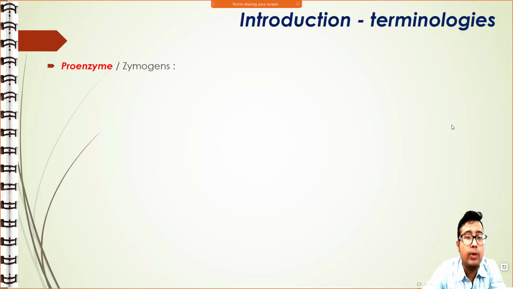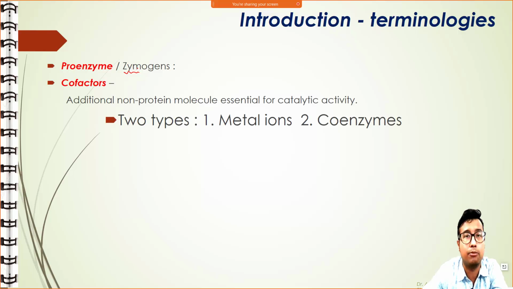Proenzymes or zymogens are the enzymes that are not yet active. They are something before they come into their active form. You already know a few examples of proenzymes, especially in our digestive system. Pepsinogen, trypsinogen, right? Those are proenzymes and they need to be activated by either HCl or CCK, those intermittent enzymes, so that they are converted into their active form, trypsin, chymotrypsin, like that, right? So they are proenzymes or zymogens.